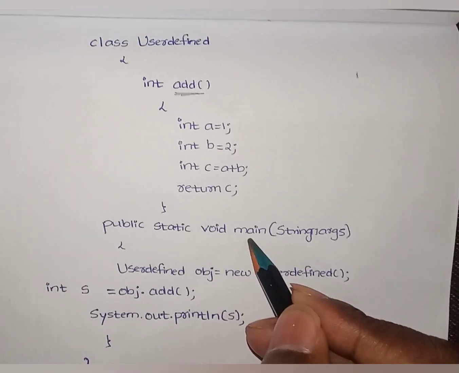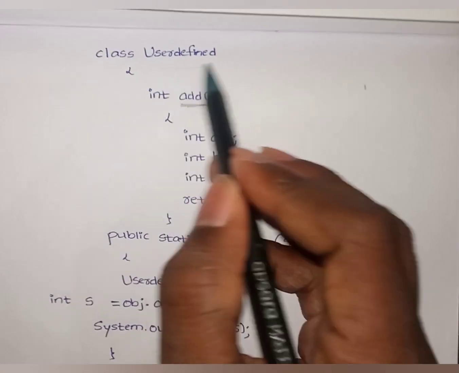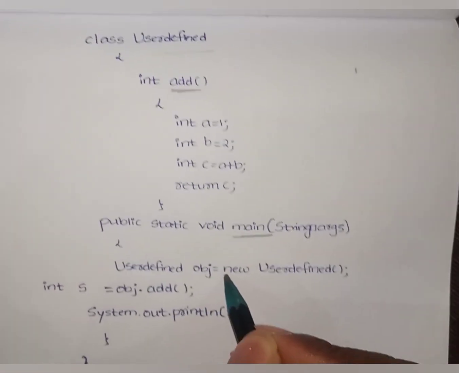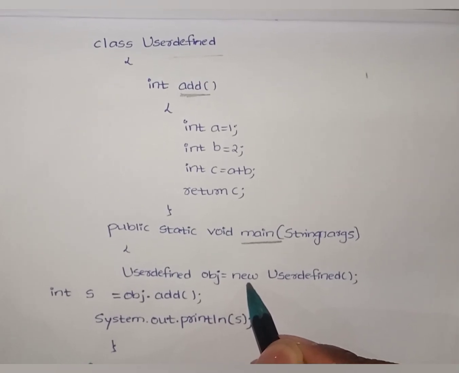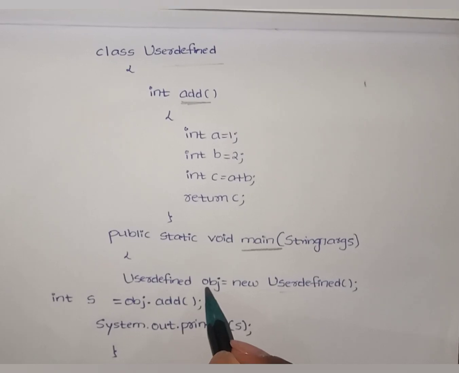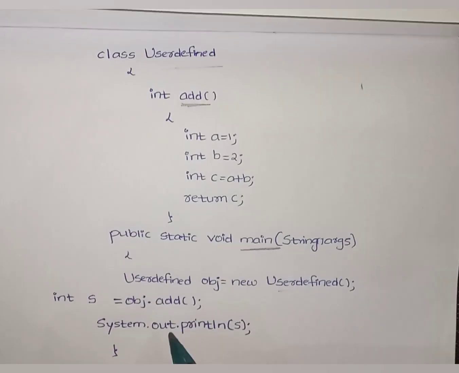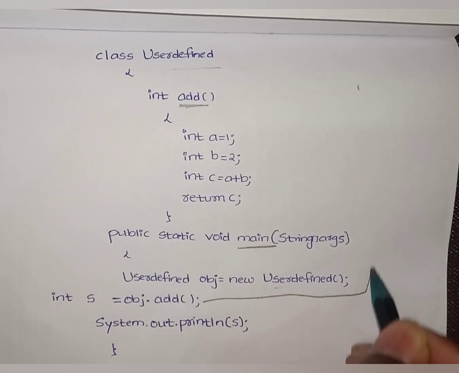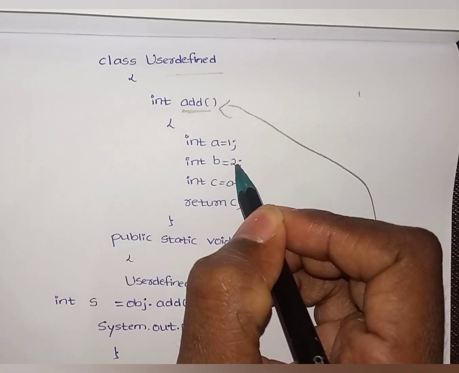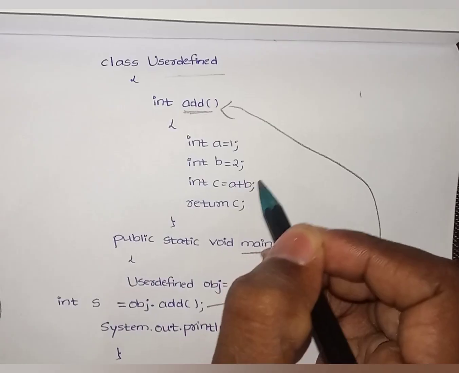The execution of Java code starts with the main method, right? Here I have created the object for this class user defined, that is user defined followed by obj reference variable equals new, which is a keyword to create an object, followed by the constructor user defined. Then with this object reference variable obj, we are calling this particular method add. Once this method is called, it will execute this particular block. 1 gets assigned to a, 2 gets assigned to b, and then it performs the sum, that is a plus b, 1 plus 2, that is 3.